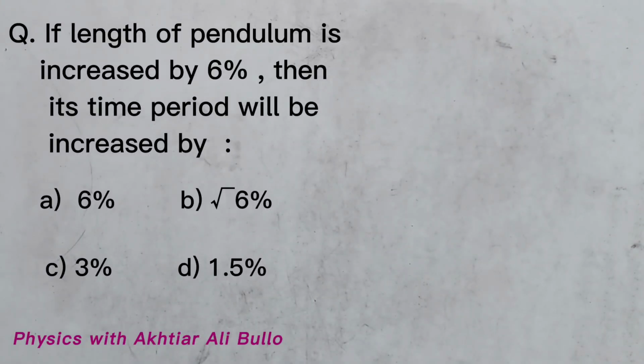The question says, if the length of a pendulum is increased by 6%, then its time period will be increased by: A, 6%; B, under root 6%; C, 3%; D, 1.5%.